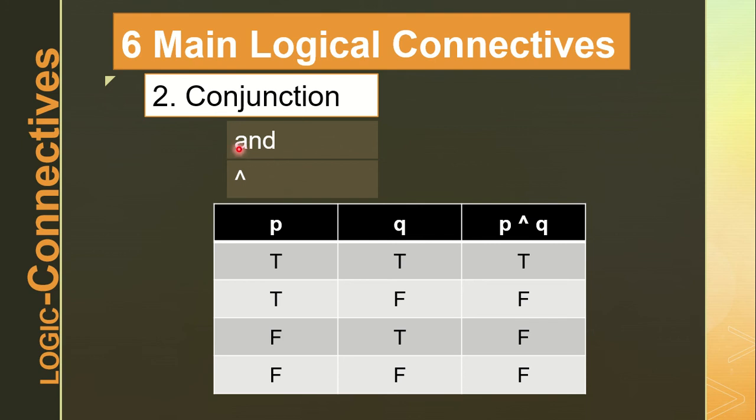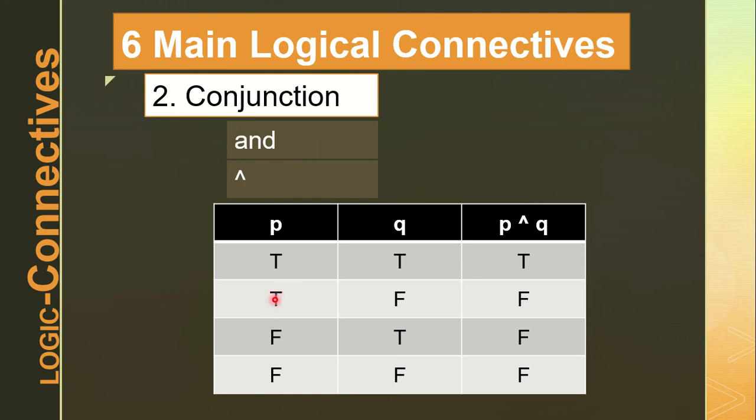Now, the most common word associated with conjunction is and. The symbol is an inverted V, the letter V. Suppose we have two variables. This is now connecting two or more variables. Then the conjunction of the two variables will be this one. If the truth value of our statement P is true, then Q is true, and therefore the conjunction of the two is true.